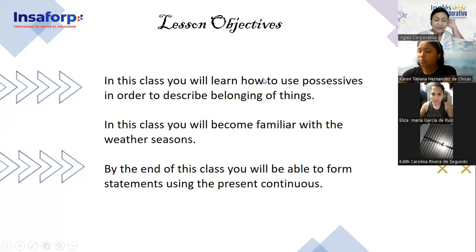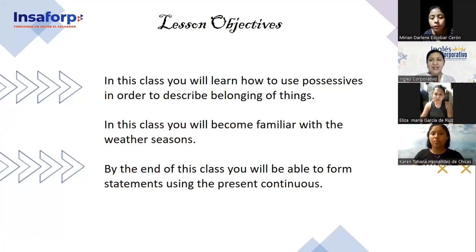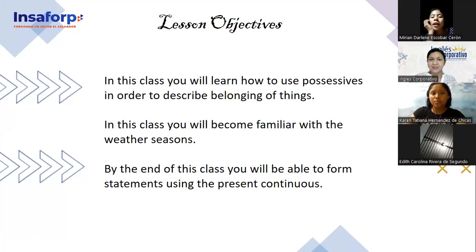So we have three objectives. I need three volunteers to read objective number one, objective number two, and objective number three. So, the first volunteer is Miriam Darlene. Lesson objective. In this class, you will learn how to use possessive in order to describe belonging of things. Thank you so much, Darlene.